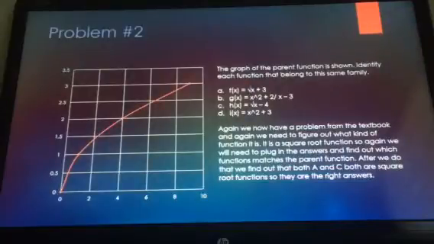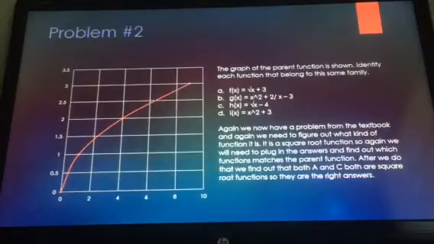Problem number 2. The graph of the parent function is shown. Identify each function that belongs to this family. Answer A. Function f is equal to the square root of x plus 3. Answer B. Function g is equal to x squared plus 2 over x minus 3. Answer choice C. Function h is equal to the square root of x minus 4. Answer choice D. Function i is equal to x squared plus 3.